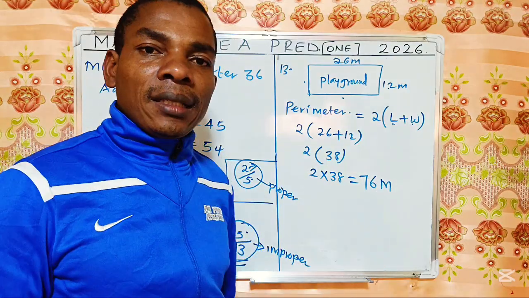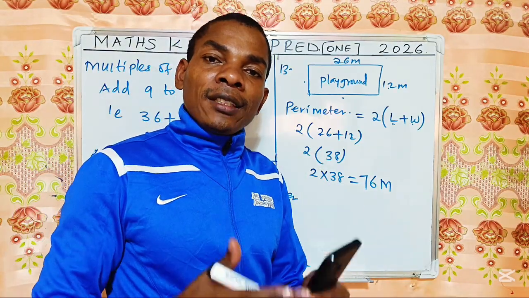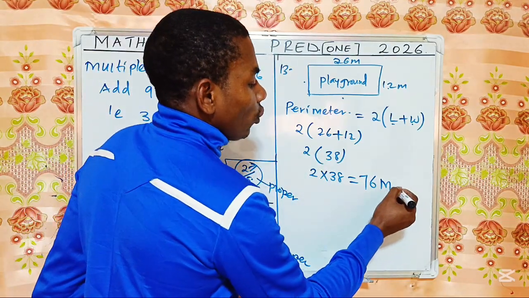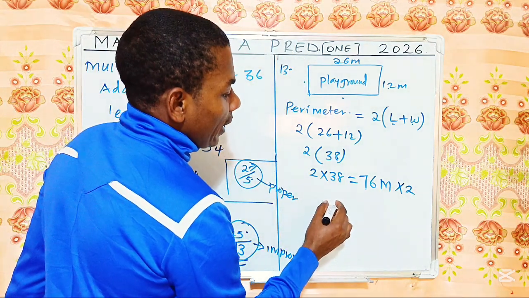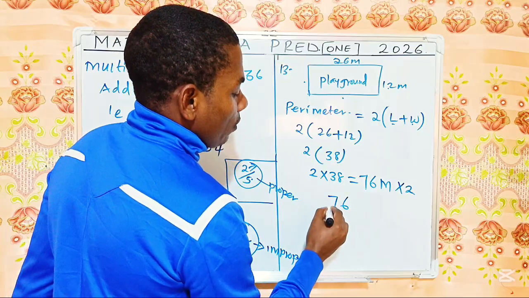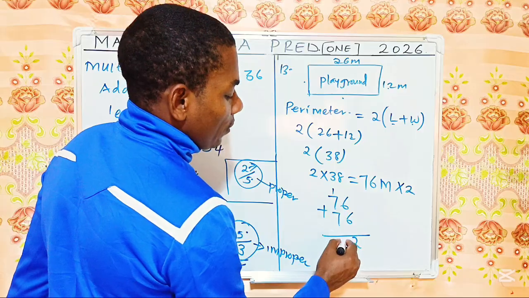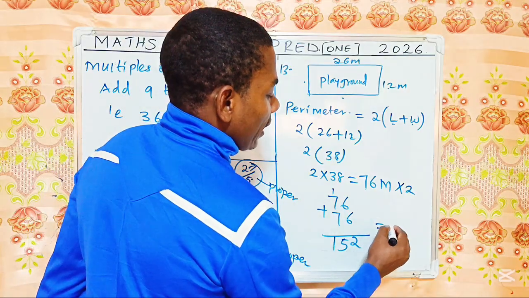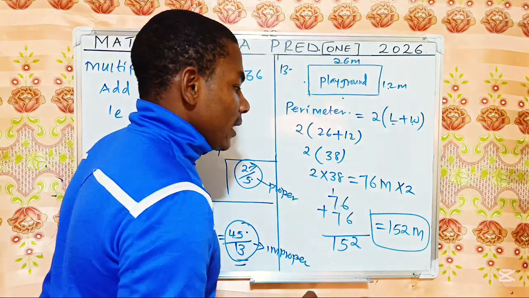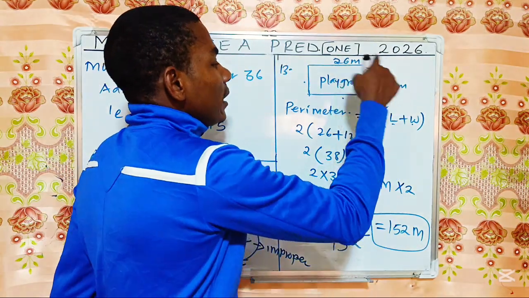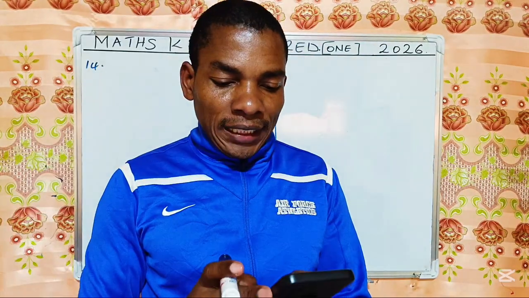But this is not the answer. That one is just the perimeter of this figure. John ran twice, so you multiply this figure times 2, and then you get 76 plus 76. The distance is 152 meters. This is the distance that John covered when he ran around the figure twice.